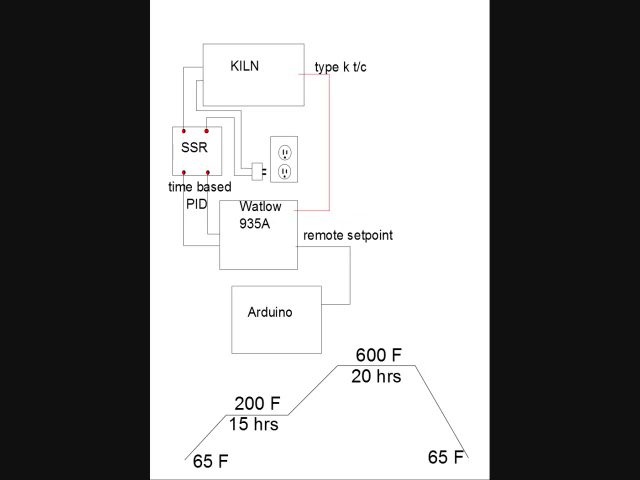My routine is set for 15 hours of drying time at 200 degrees Fahrenheit and a heat treat soak for 20 hours at 600 degrees Fahrenheit.